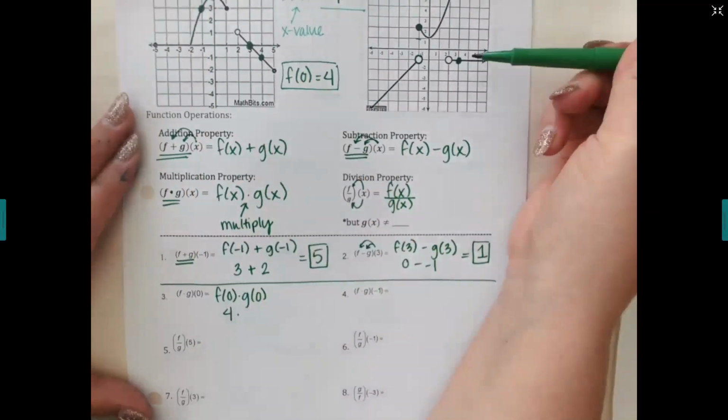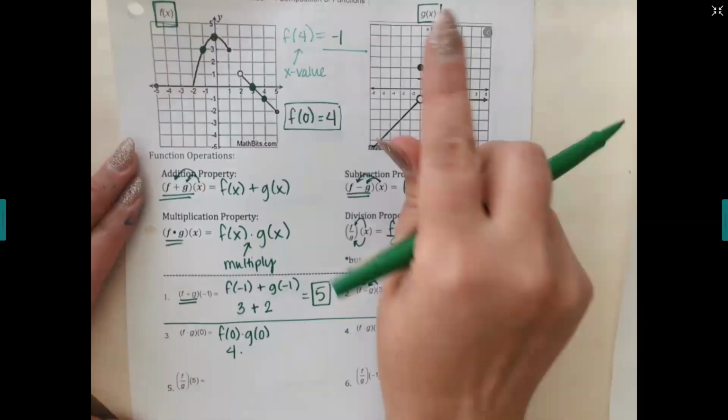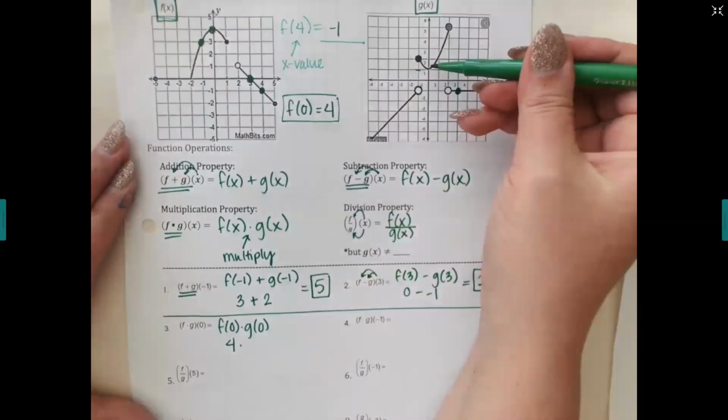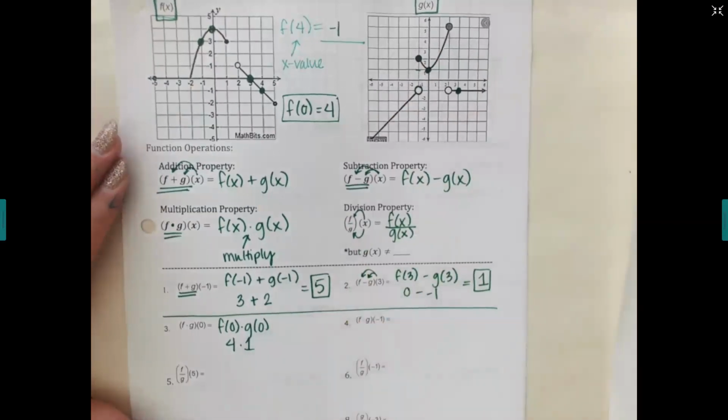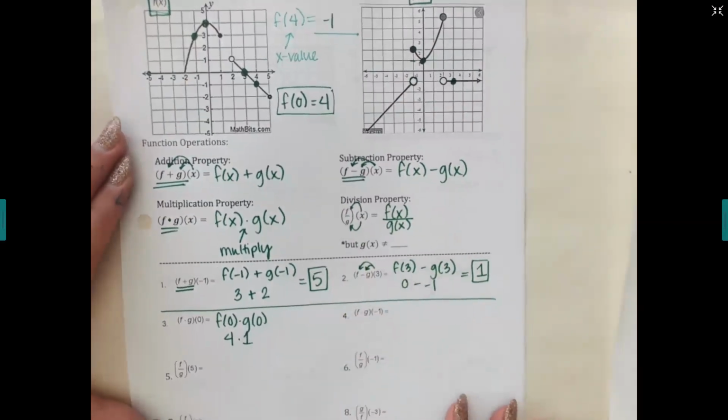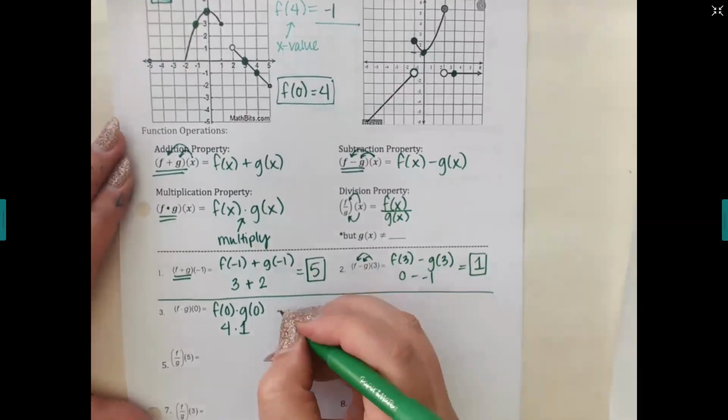And then g of 0, I would come over to this graph. Remember, g is my second graph. 0 would be at a height of 1. And then I'll take those two numbers and I'll just multiply. So it'd be 4 times 1, which is 4.